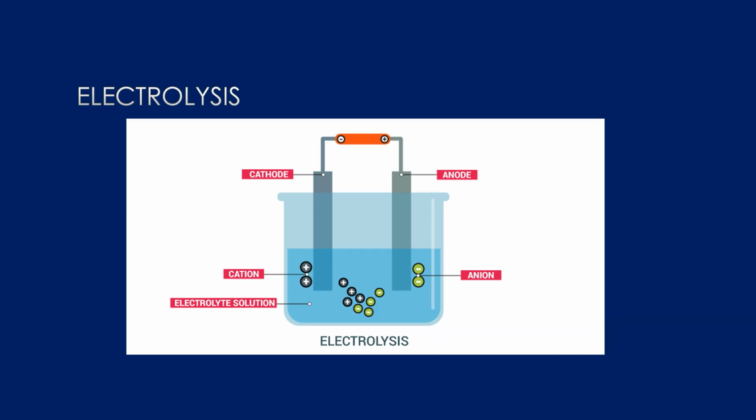When an electric current is supplied to the circuit, a reduction reaction takes place at the cathode, resulting in the gain of electrons, which creates a negative charge. The positively charged ions in the solution will now be drawn to the negatively charged cathode. The opposite will happen to the anode.